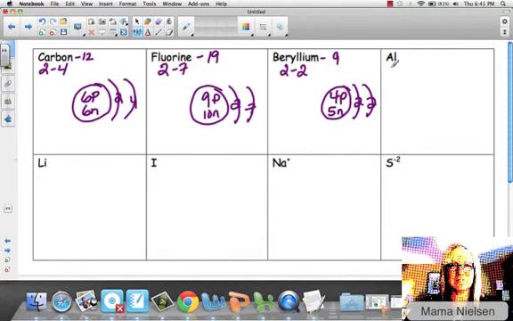Aluminum, electron configuration 2-8-3. It has an atomic mass of 27, and it has an atomic number of 13. So 13 protons, 27 minus 13 is 14 neutrons. It's got 3 shells, 2, 8, 3.